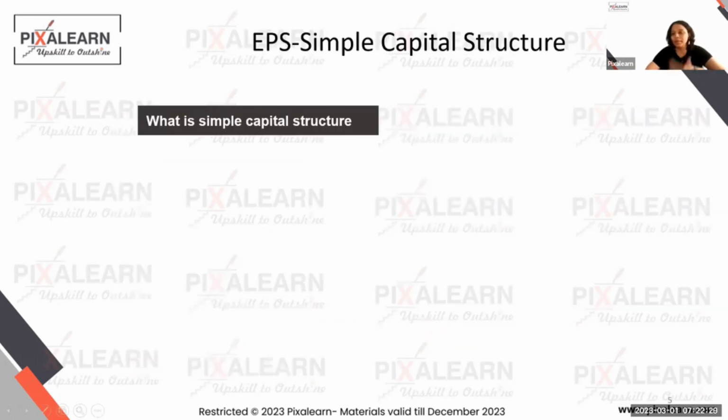So what is a simple capital structure? Simple capital structure means there's nothing that can be potentially convertible to shares. We have only one class of share, which is the common shares, on which the voting rights are there.